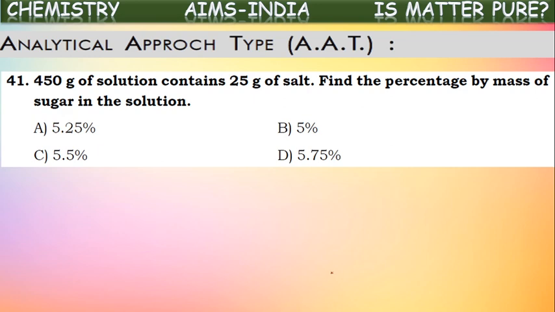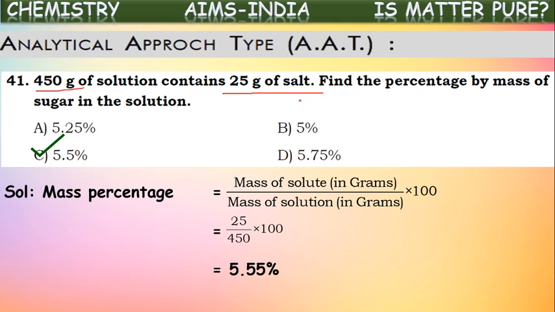Now, what is the mass of solute here? Solute mass is given as 25 grams. And they have given directly the mass of solution also as 450 grams. So mass of solute is given, mass of solution is also given. By using these two, we can calculate the concentration in terms of mass percentage. That is mass of solute divided by mass of solution into 100. That is the solution.